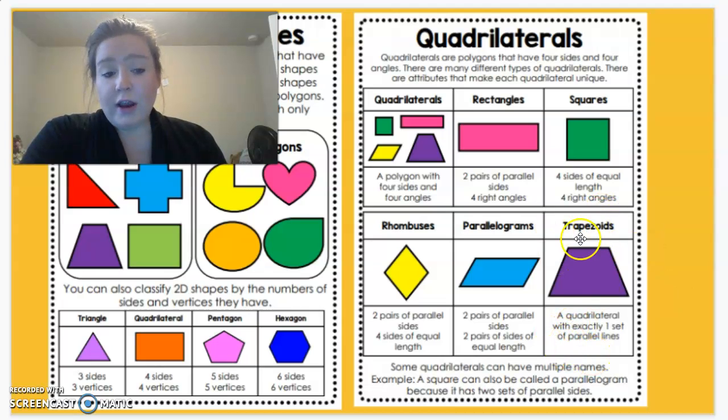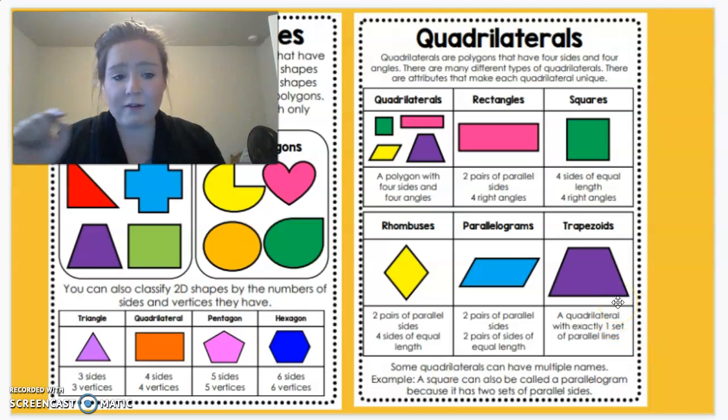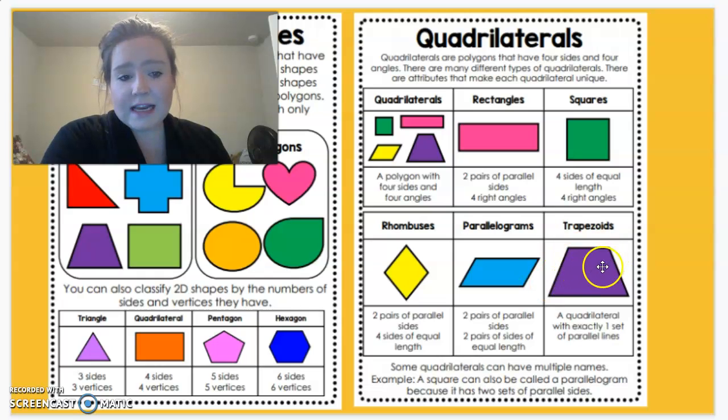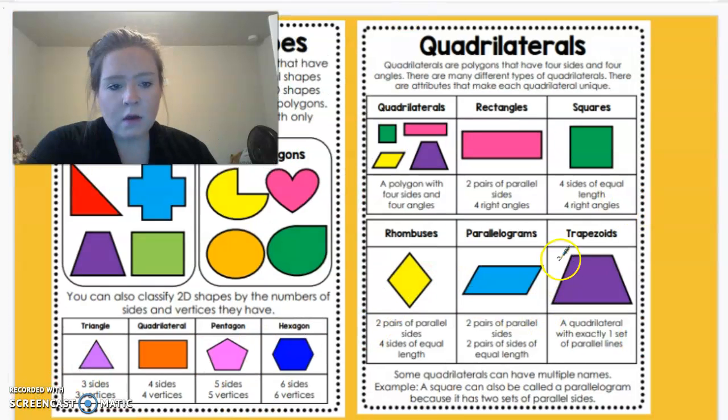A trapezoid is a quadrilateral with exactly one set of parallel lines. So the top and the bottom in a trapezoid are parallel. If you kept extending them out, they would never ever touch. But if you extended out the two side lengths of your trapezoid, they would eventually touch. And let me show you what I mean by that. So if I extended this side and this side here, they would eventually touch and they would make an X. But if I extend these, those are not going to touch. If they're perfectly straight, they're not going to touch.